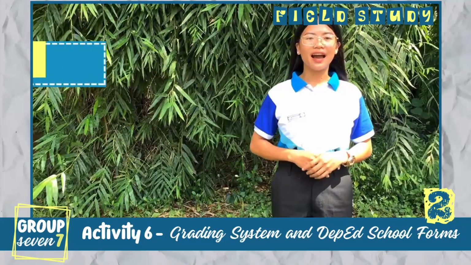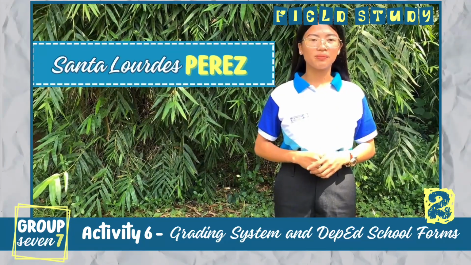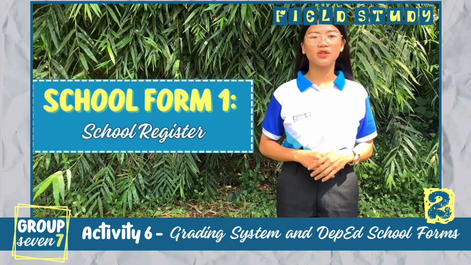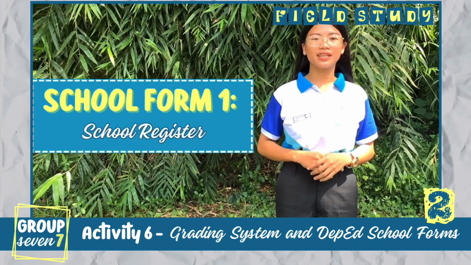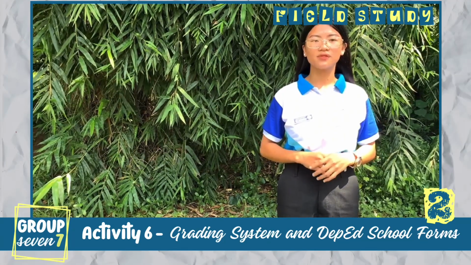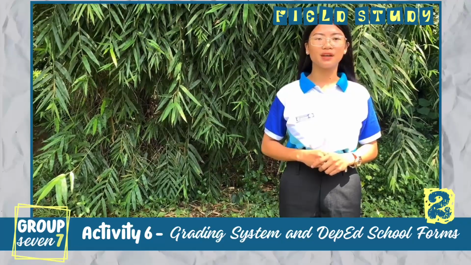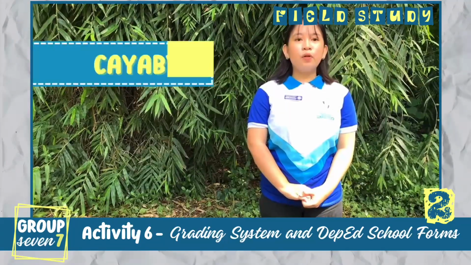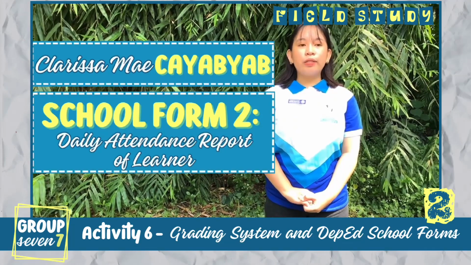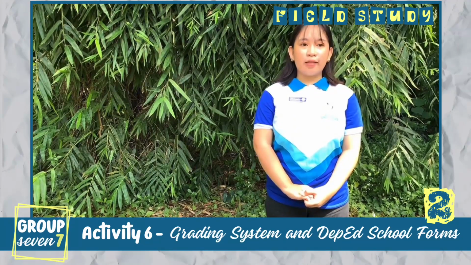The following is the list of DepEd school forms that need to be accomplished. First, School Form 1, also known as School Register. Basically, this contains the list of learners who are officially enrolled and attending classes. This form shall be accomplished before the beginning of the school year. Second, School Form 2, also known as Daily Attendance Report of Learners. It contains the list of the learners' daily attendance.